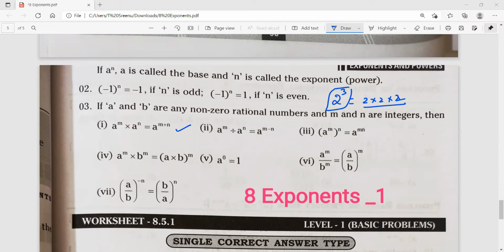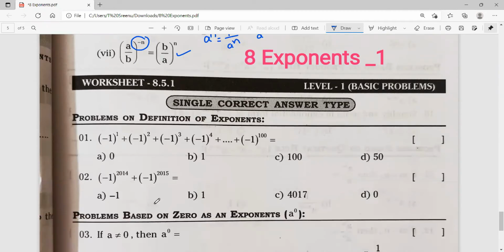But the number which is having negative power, that is important for us here. See the last one: a by b power minus n becomes b by a power n. Or else we can learn like this: a power minus n is 1 by a power n, or 1 by a power minus n is a power n.